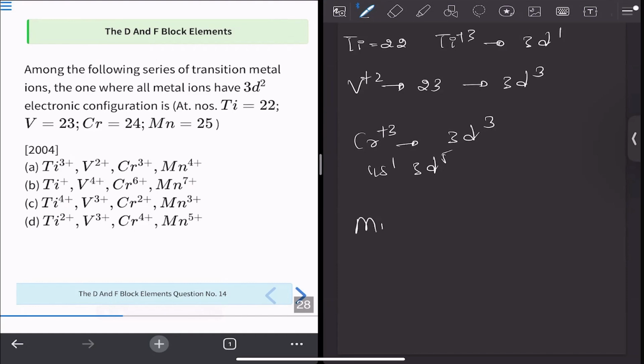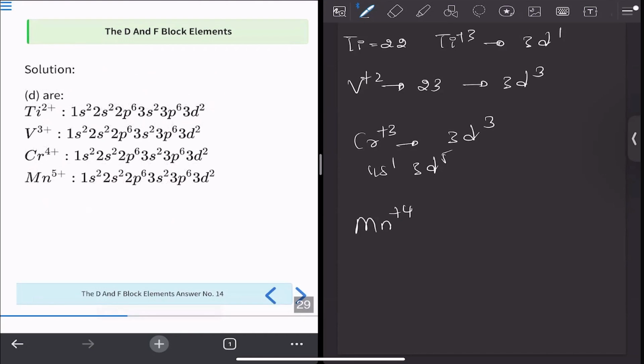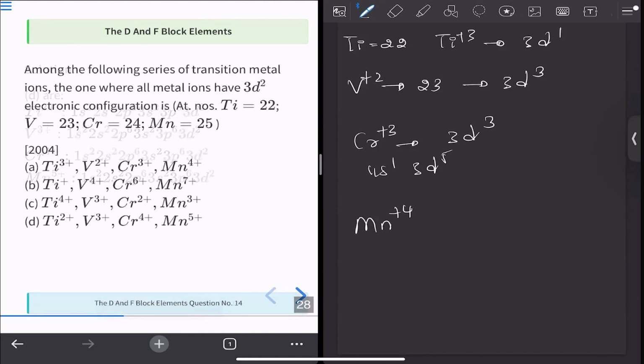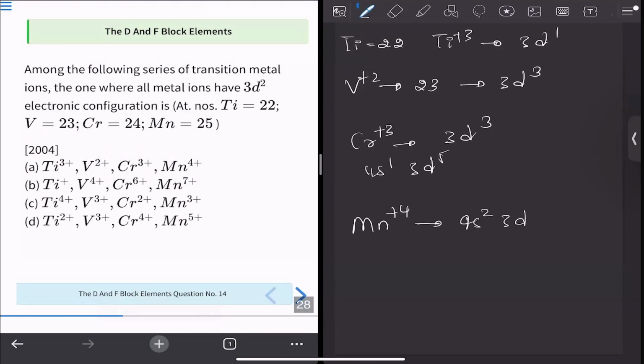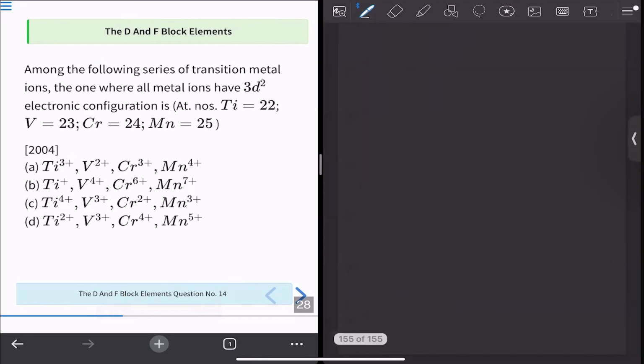And Mn plus 4. Mn is 4s2 3d5, and plus 4 means 2 electrons are removed from here and 2 electrons are removed from here. It will be 3d3 electron configuration. This is not the answer. So option B they have given titanium plus.